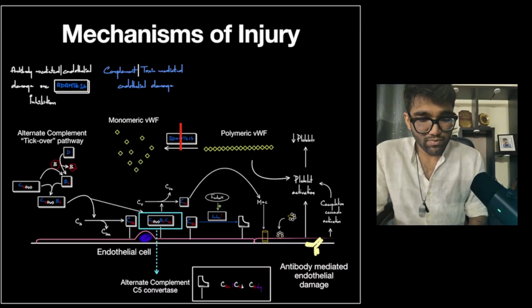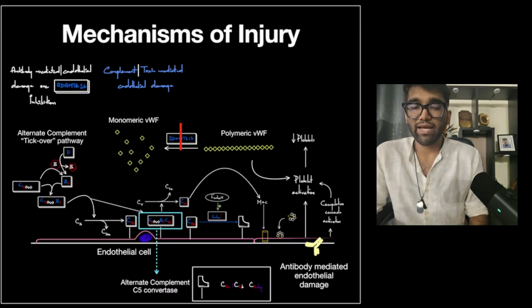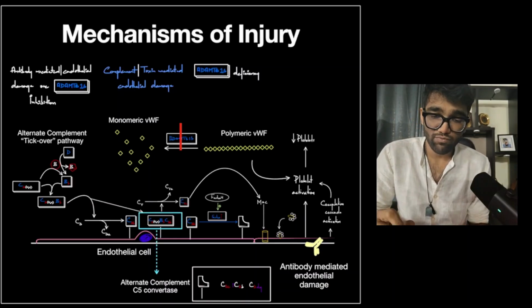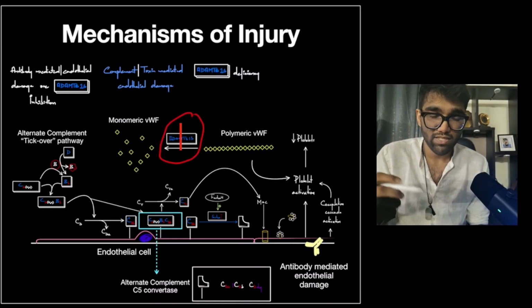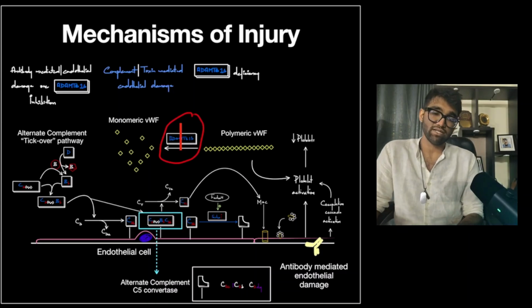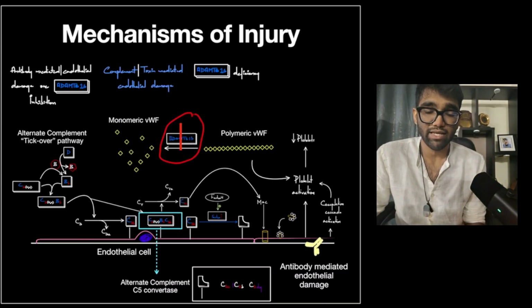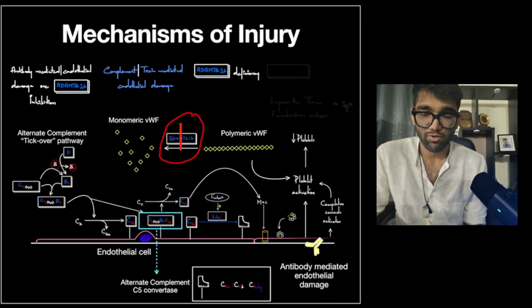Now, so that is a second mechanism of injury. Now the third mechanism is just a deficiency of this ADAMTS13. That is, the person does not produce enough ADAMTS13, or whatever ADAMTS13 the person produces is not enzymatically capable of degrading polymeric von Willebrand factor into monomeric von Willebrand factor.